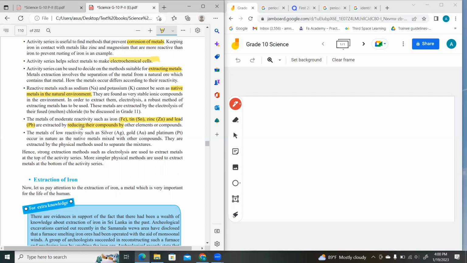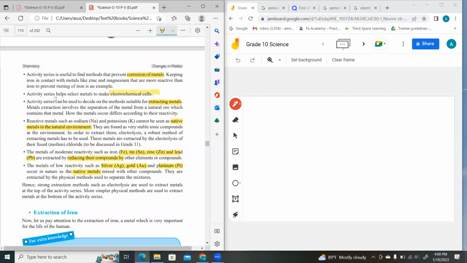We will be learning what reducing means. The metals of low reactivity such as silver, gold, and platinum occur in nature as native metals. Native means they are present alone. They are not compounds. They are not mixed with other compounds, right? But the high reactivity ones don't live alone. Can you see? They don't stay alone. They are mixed with other compounds.